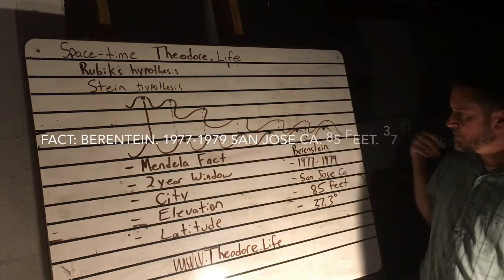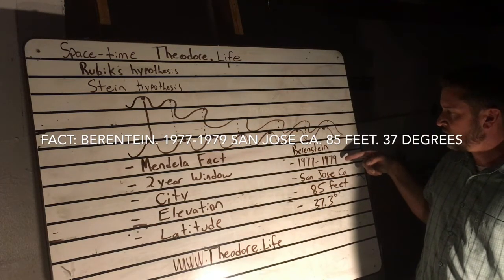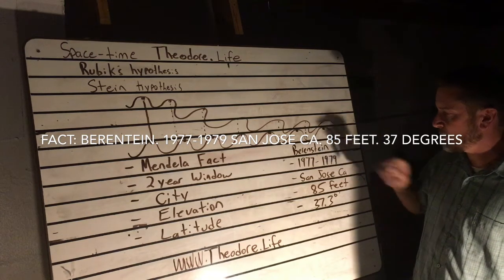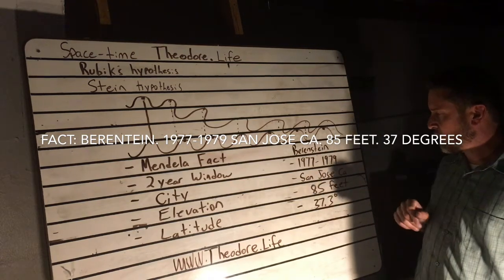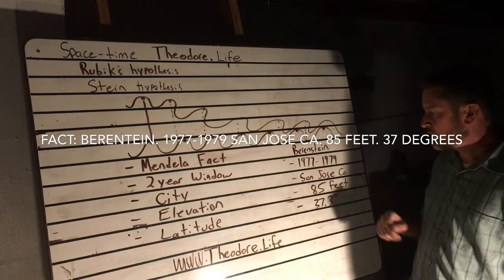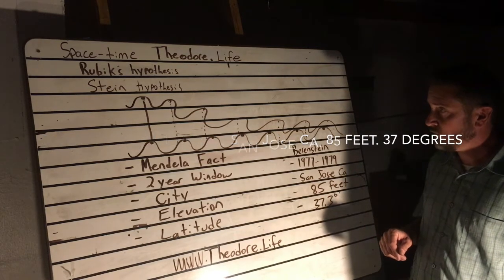Mine is Stein, 1977 to 1979. There's no A in my memory of this. San Jose, California, 85 feet, 37.3 degrees latitude.